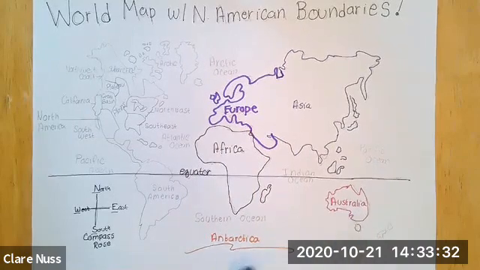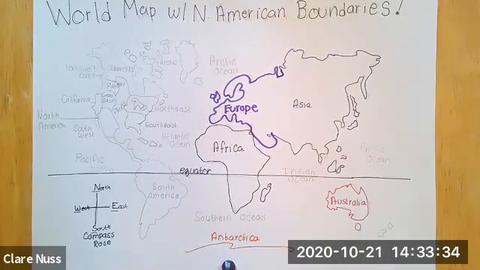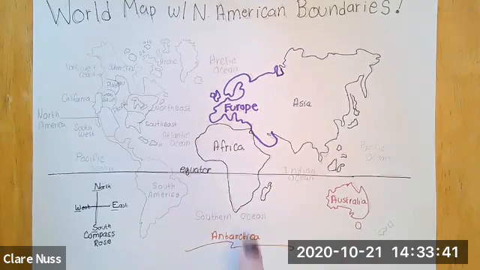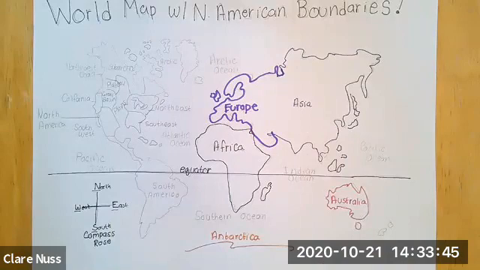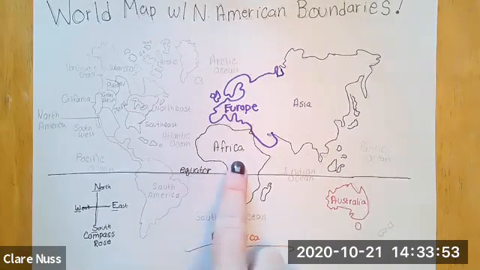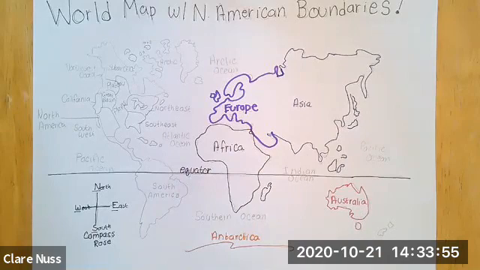If you said Australia and Antarctica, you are totally correct. Which 2 continents are only in the Northern Hemisphere? If you said Europe and Asia, you are absolutely correct. Which country is divided by the equator? Sorry, which continent is divided by the equator? If you said Africa, you are totally correct.